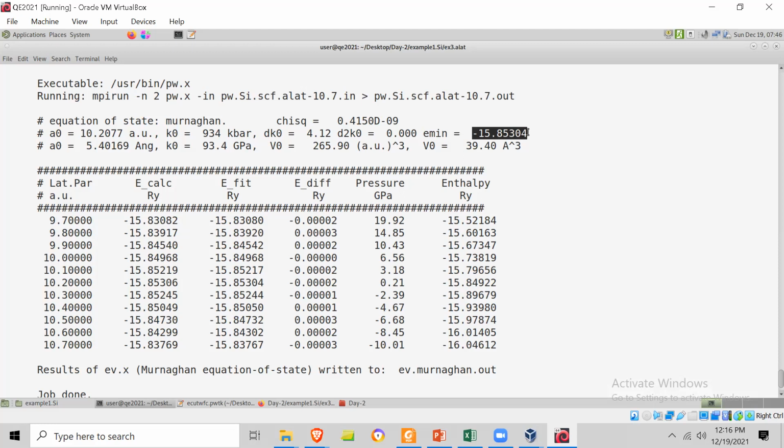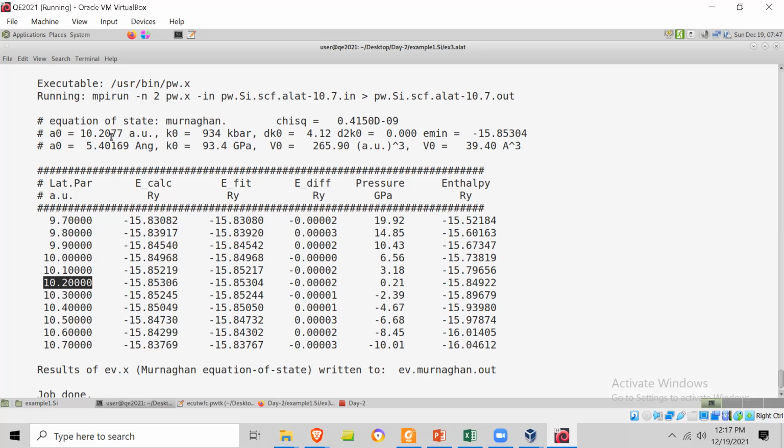And also the lattice parameter value is 10.2077 angstrom, which is not part of the data here. It is between 10.2 and 10.3. So that is also taken from the curve fitting. So it fits a parabolic curve, the data that lies on a parabolic curve, and then gives you the minimal or the equilibrium lattice parameter and the minimal energy. So that gives you a general idea of how we optimize the structure.